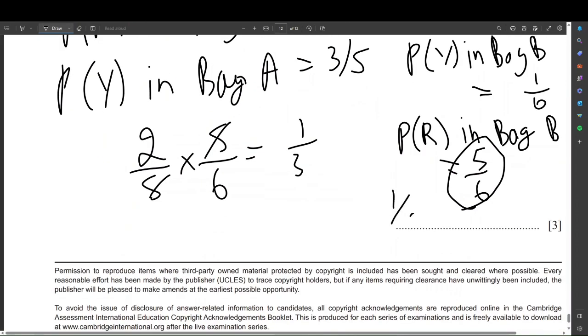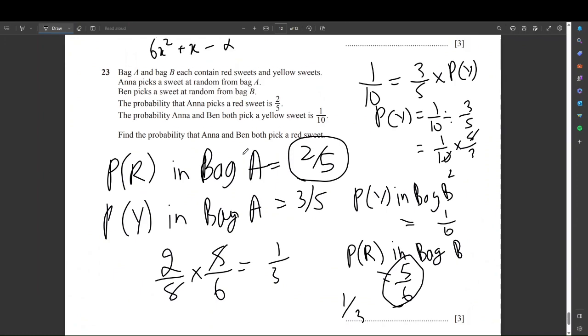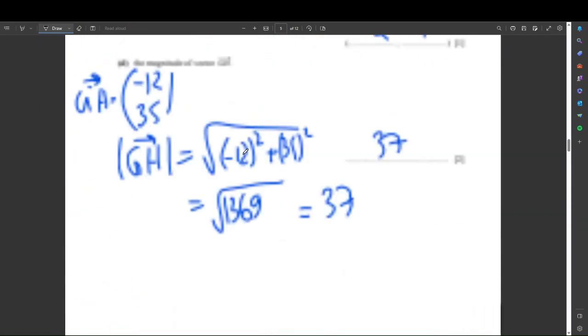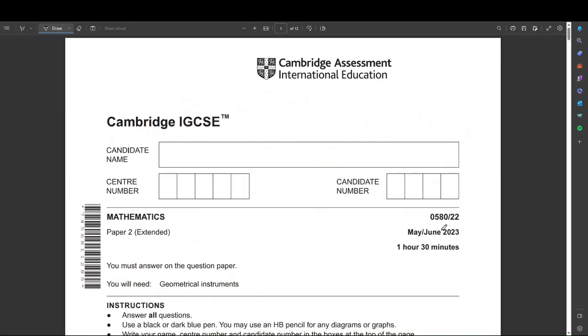1/3. That's the final answer, and that's it for question paper 22 from the May-June series for the exam code, which is subject code 0580.